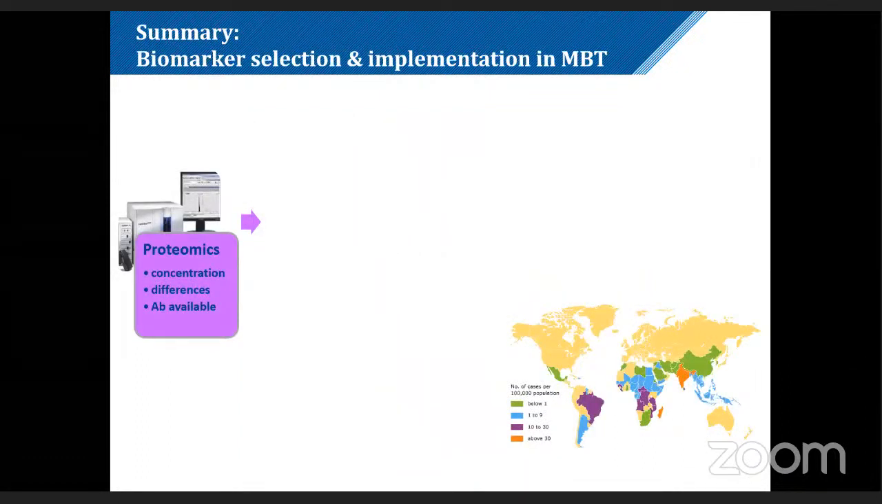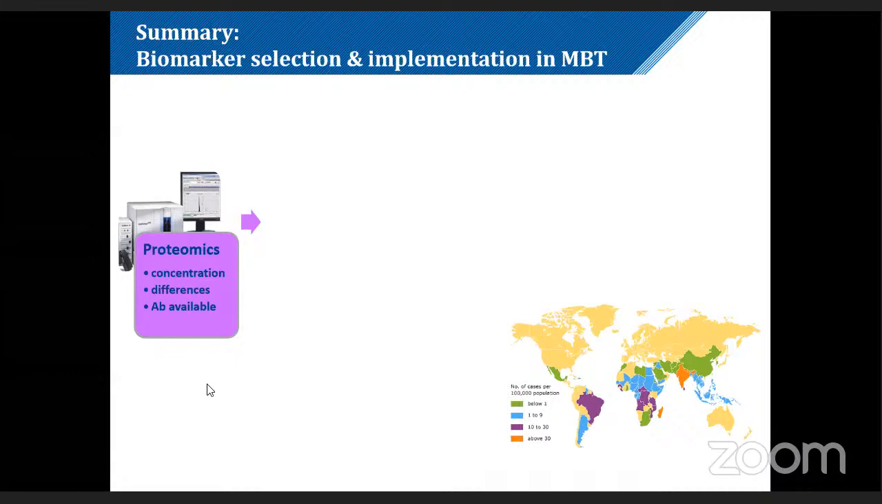Anyway, in summary, for the biomarker selection and implementation in multi-biomarker tests, after identification of markers through proteomics, we look at what concentration a marker provides in disease versus controls. How big is the difference between those groups? Because sometimes you get very significant differences, but only at levels of a few picograms. And that, of course, is a biomarker that will never work in the field.